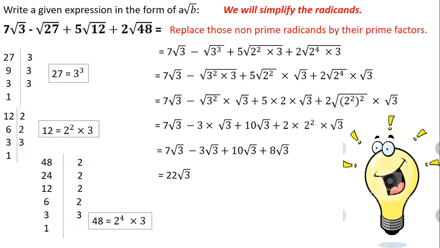Now, if we have an expression with radicals and we should write it in the form of a radical b, which means one radical only, I look inside each radical at the radicand. If the radicand is prime, as in the case of 3, I leave it. But if we have 27, I make its prime factorization. 12, I make its prime factorization, and 48, I do its prime factorization. Then I replace the 27 and the 12 and 48 by their prime factors. Then we simplify to get an answer in the form of a radical b.